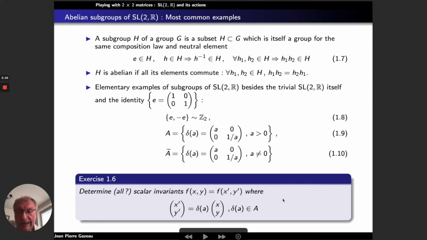And here you have an exercise, 1.6. Determine all scalar functions f of x, y, defined on the plane, in such a way that those functions don't change under the action of the group A. That means f(x,y) is equal to f(x', y') if (x', y') is deduced from (x, y) under the action of this matrix, and for any a positive.